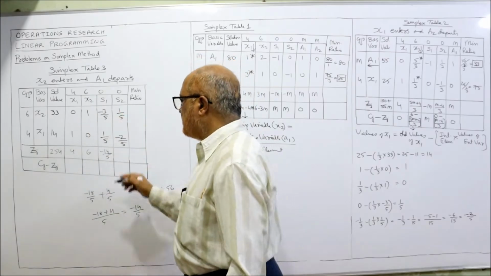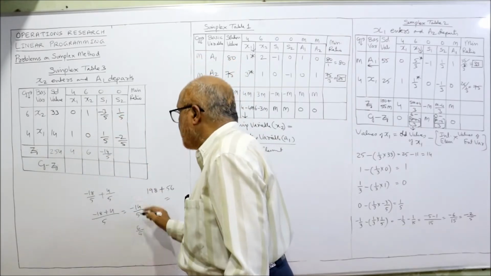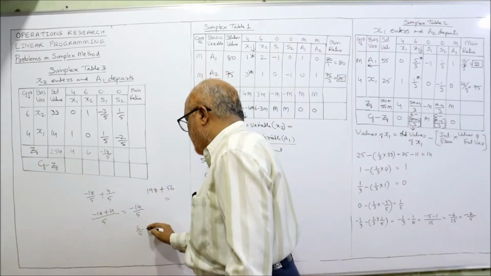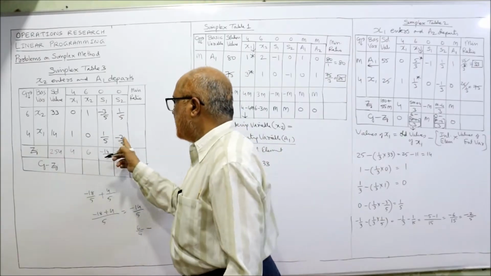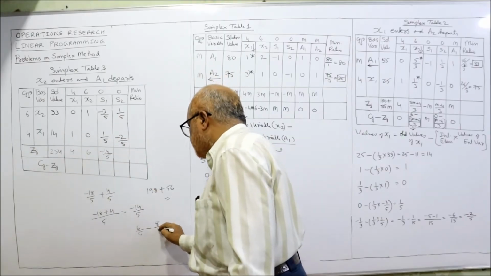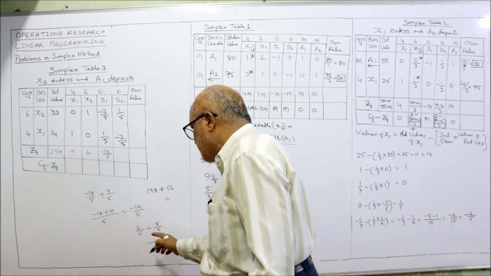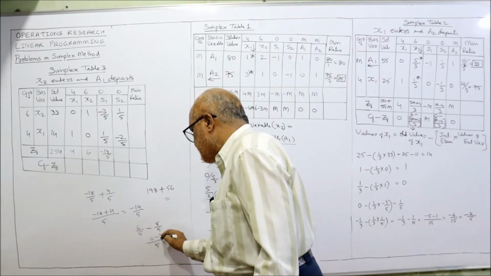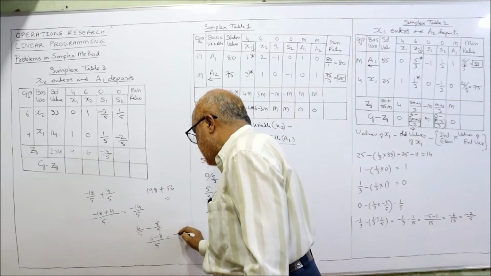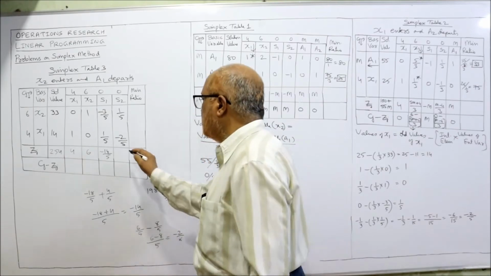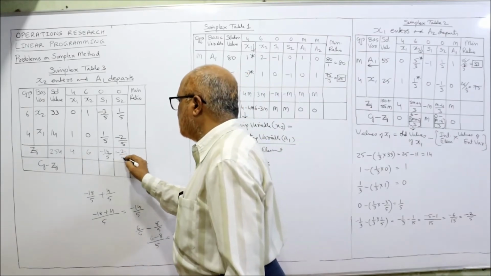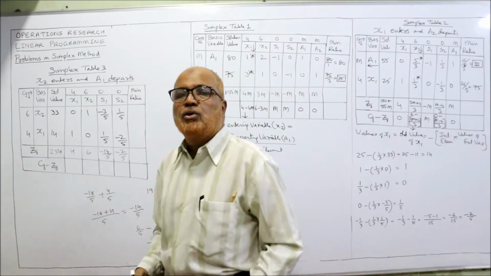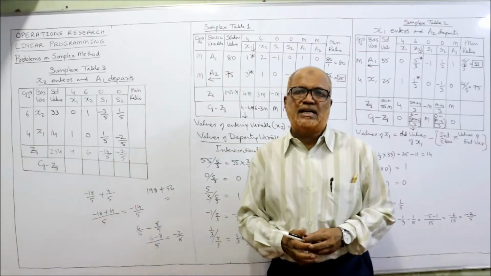So here comes minus 14 by 5. Here 6 into 1 by 5 is 6 by 5. Plus into minus will become minus. 4 2s are 8. 8 by 5. If we take the LCM 5, 6 minus 8. 6 minus 8 is minus 2 by 5. So here you take minus 2 by 5. That's it. So we got the values of Zj.